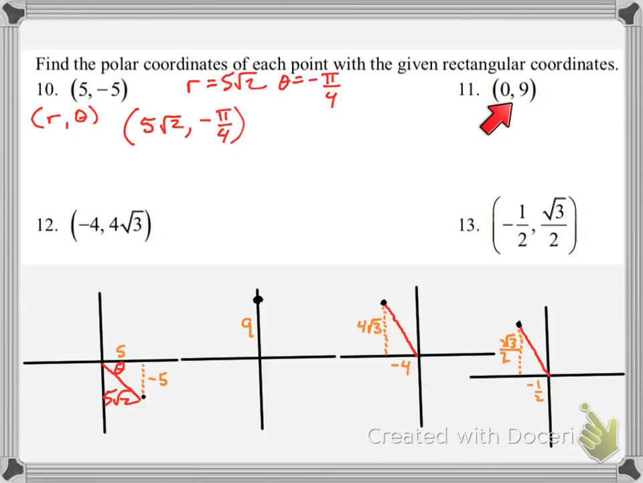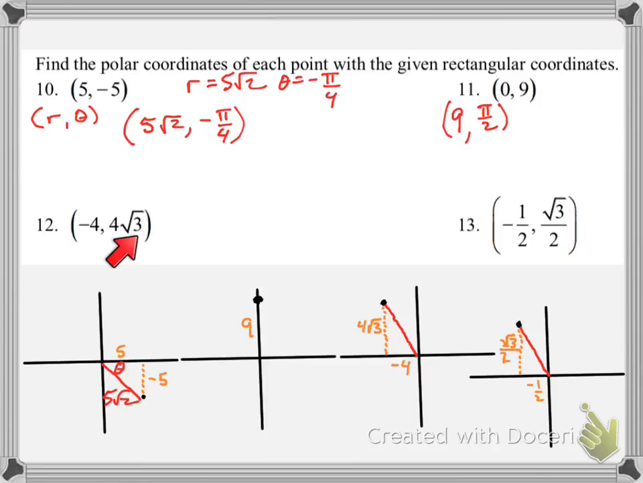Now the next coordinate was 0, 9. This coordinate is right here, and the radius is just simply 9 because it's on the axis, so 9 is the radius. And the angle here will be rotation to here from here to here is pi/2. So that one was pretty easy to work out there.